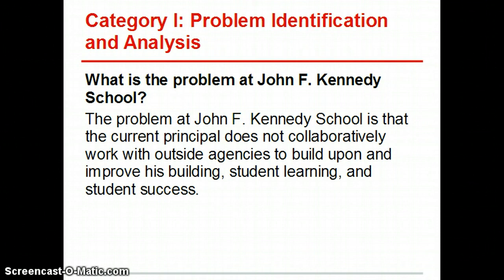What is the problem at John F. Kennedy School? The problem at John F. Kennedy School is that the current principal does not collaboratively work with outside agencies to build upon and improve his building, student learning, and student success.